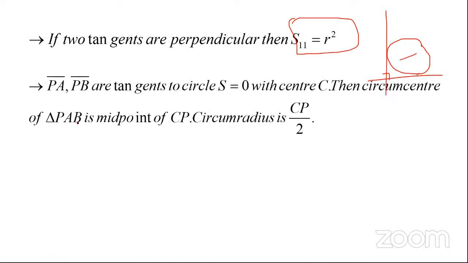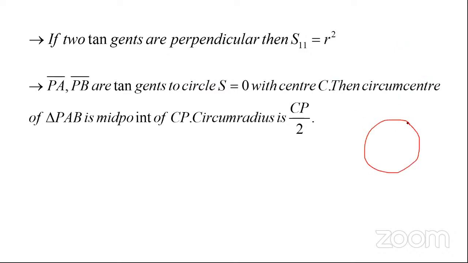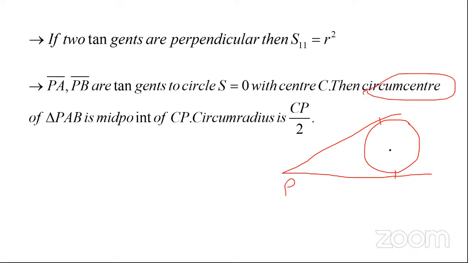Next, PA and PB are the tangents to the circle S equal to 0 with center C. Then the circumcenter of triangle PAB is the midpoint of CP, and the circumradius is CP by 2. So what is it saying here? Please observe this. These are the tangents I'm drawing, just touching here like that. So this is P. Then the circumcenter, here C is there.